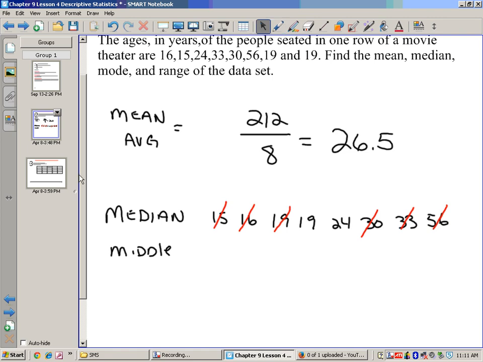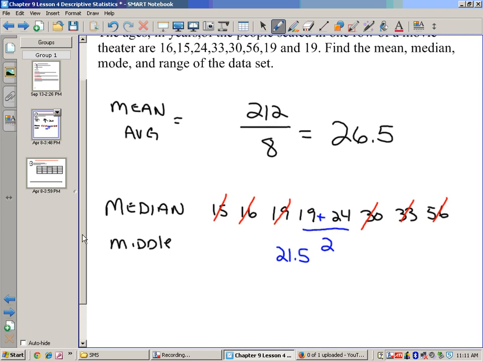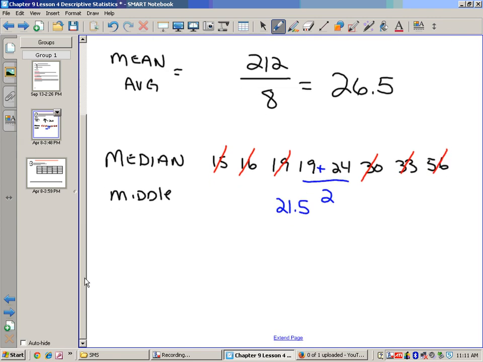When you have 2 numbers left, what you do is you're simply going to add them together. So you take 19 plus 24, and then we're going to divide those by 2 since we have 2 numbers. And so our median would be 21.5. So when you come down to 2 numbers left, just add them up and take the average of those 2, and that will give you the median of the group.